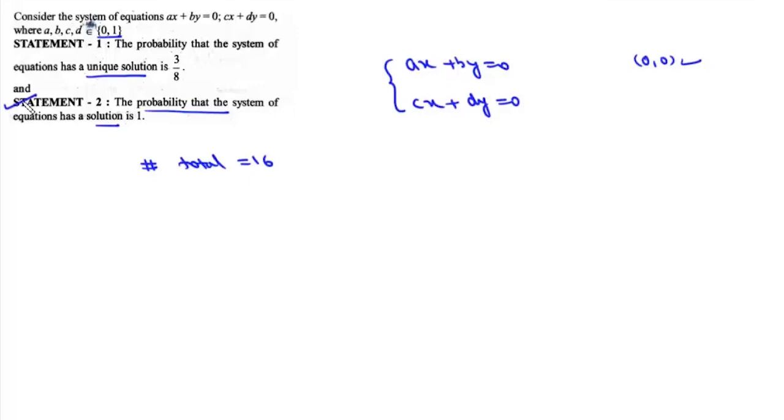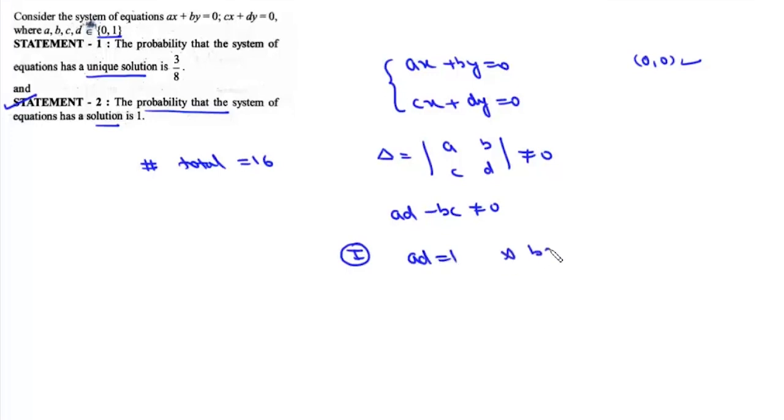Now for statement 1, we have to check the condition that the system of equations has a unique solution. Now homogeneous equations will have a unique solution if their determinant of A, B, C, D is unequal to 0. That means AD minus BC is unequal to 0. Now it will be unequal to 0 when one of them is 1 and the other one is 0. So we have the first case when AD is 1 and BC is 0, and the second case when AD is 0 and BC is 1.